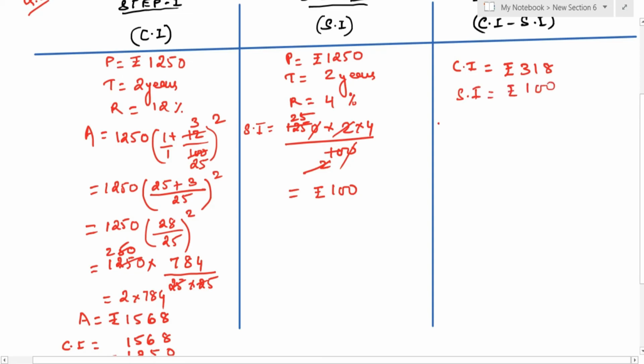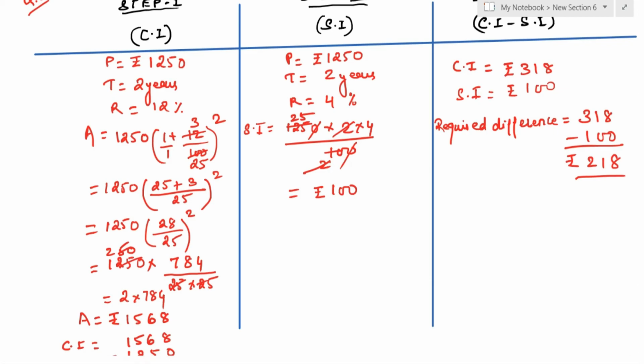Now we need to find out the required difference, how much less he is going to get if he is going to give it in SI. So the required difference will be equal to CI minus SI, that is 318 minus rupees 100. And how much amount are we getting? 218 rupees. This much difference he would have got less if he would have given the money in terms of simple interest.